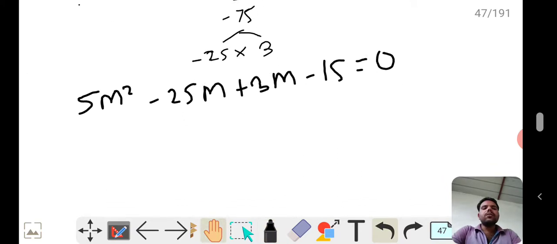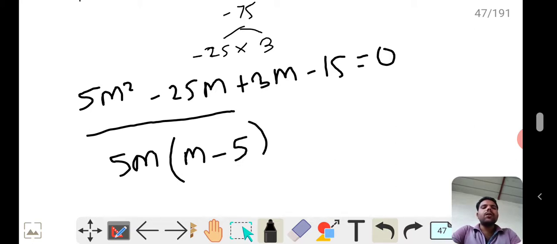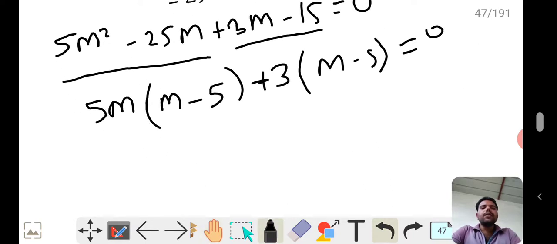If we take 5m as common from the first term, we will get m minus 5. Or if we take plus 3 as common from the second term, we will get m minus 5 is equal to 0. Now we can take m minus 5 common from both the terms.